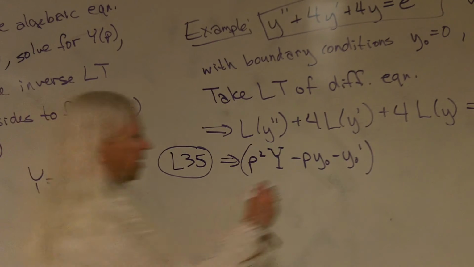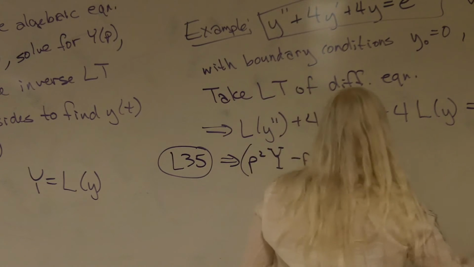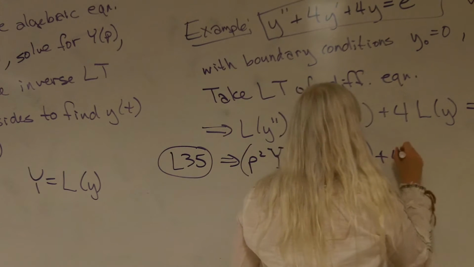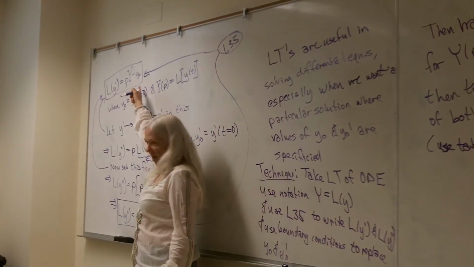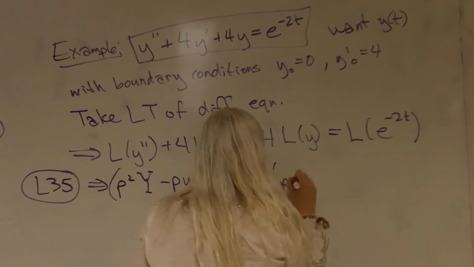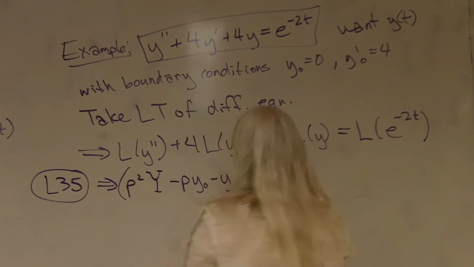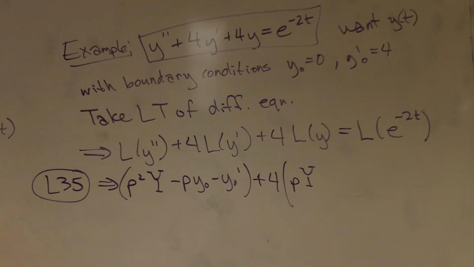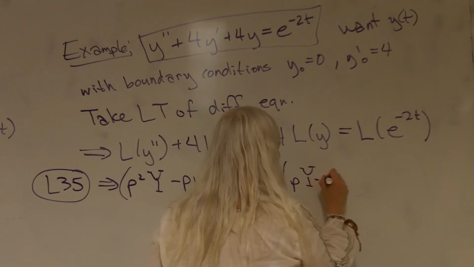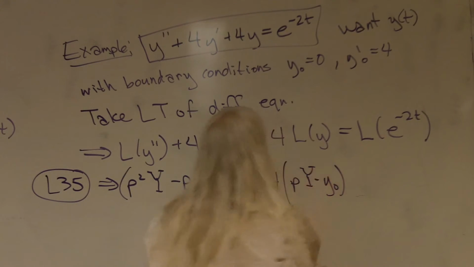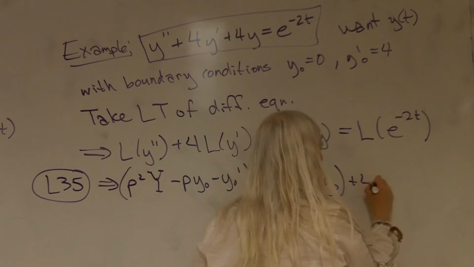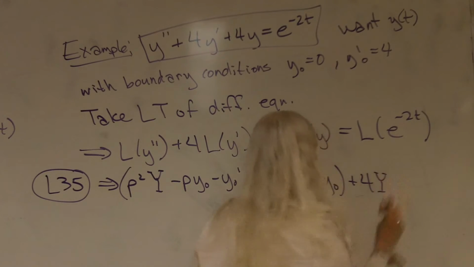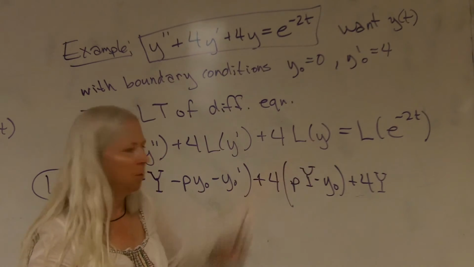And then I have added to that 4 times the Laplace transform of y prime. And for the Laplace transform of y prime, we're going to use the other table entry from L35, namely p times capital Y minus y naught. Okay, so that's this term, and then from this term, that's just 4 times capital Y. Again, capital Y is just shorthand notation for the Laplace transform of little y.